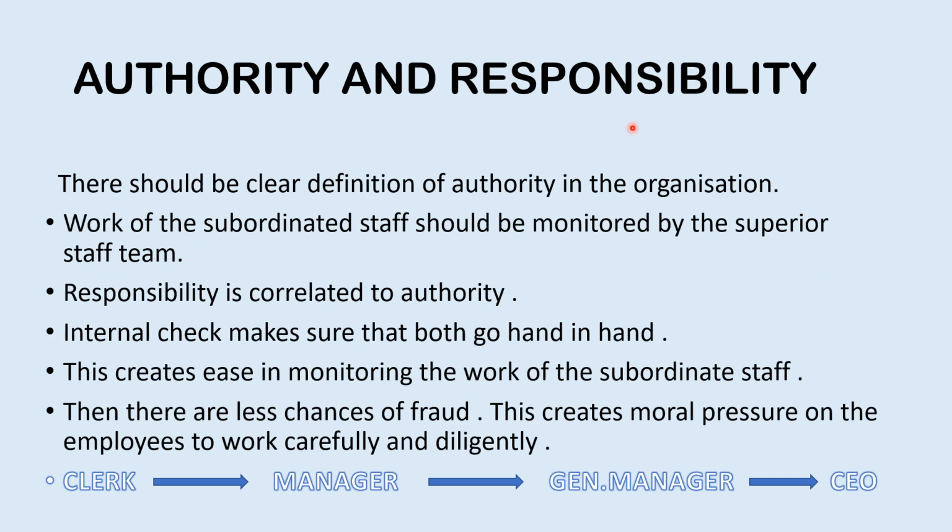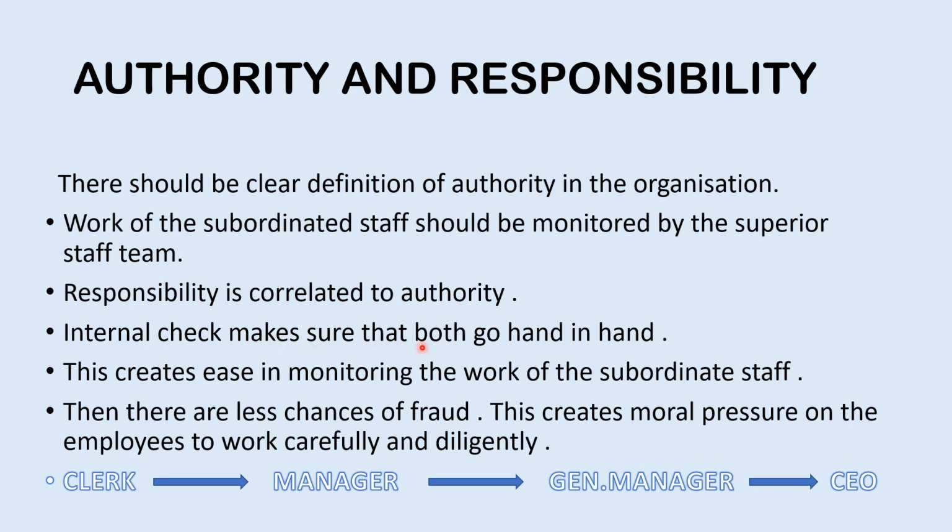Next, authority and responsibility. Internal check says that there should be a clear definition of authority in the organization. If you don't give anybody authority, he will not do it because he knows he doesn't have authority. Giving delegation of authority, I hope you have read that chapter. Authority is very importantly correlated to responsibility. If you give somebody the responsibility and you don't give the authority, you will not get the best results. Work of the subordinate staff should be monitored by the superior staff team. This has to happen, and the superior staff team should have authority over the subordinates. Responsibility is correlated to authority.